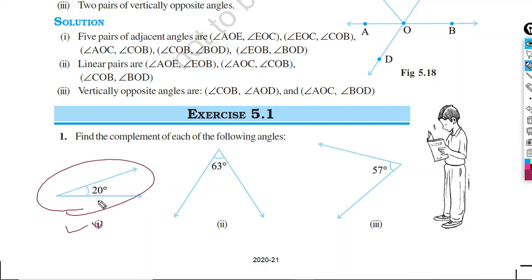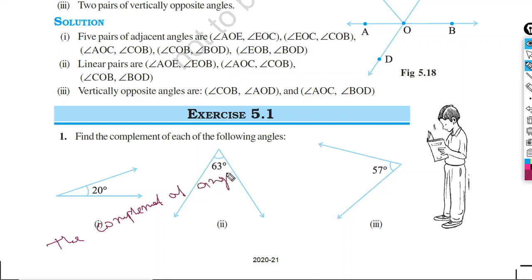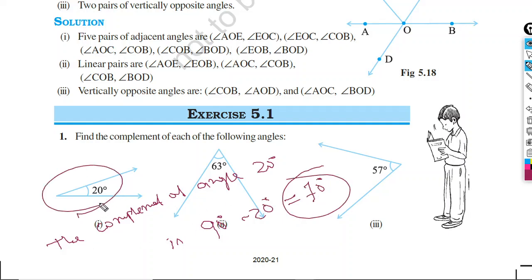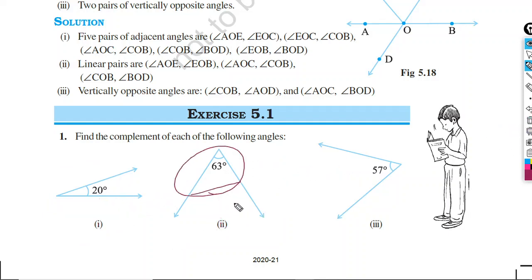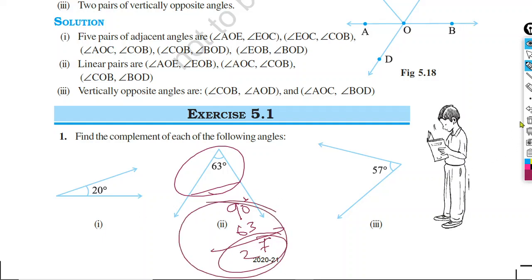Here you can see the angle is 20 degrees. Therefore the complement must be 90. You can write the complement of angle 20 degrees is 90 degrees minus 20 degrees, which is equal to 70 degrees. So the complement of 20 degrees, or the complementary angle of 20 degrees, is 70 degrees. Similarly, you find the complement of 63. How much will it be? 90 minus 63. That will be equal to 27 degrees. Okay. In this way, you solve it.